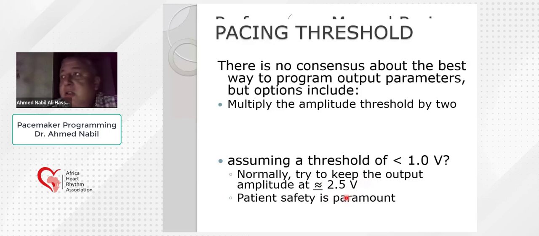Later in the later slides, we will see that there is an option of automatic pacing or automatic capture tests, which can decrease these outputs to less than 2.5. But this is the automatic capture. But as a physician adjusting the output, many physicians keep the minimum output at 2.5 and do not decrease the output below 2.5, even if the threshold is less than 1 volt.